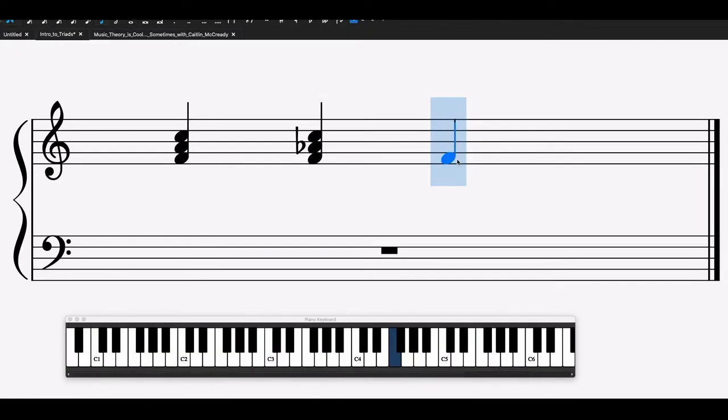Now let's build an F augmented triad. We know that we'll need an F for the root. We also know that we need a major third above the root for the third. Well, that would be an A natural. I have an A flat just before it, so I'll have to add a natural sign. Next, we'll need another major third above A natural. It won't be C natural, rather it will be C sharp.